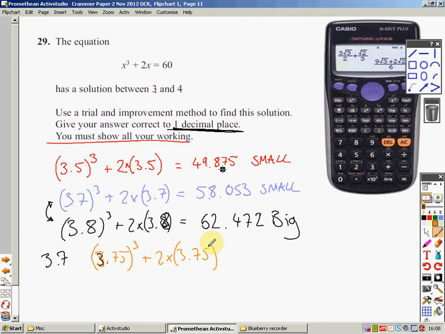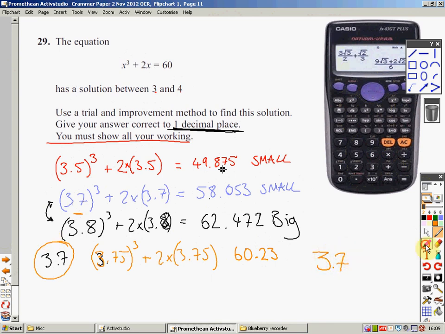And that's telling me it's 60.2, 23 something. Okay, now if I know this halfway point is already too big, it must be nearer to this answer here. So my answer was 3.7, which I knew. Down here, you're just going to write nicely 3.7.